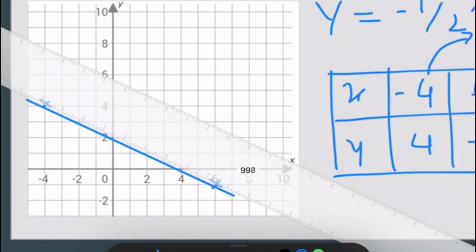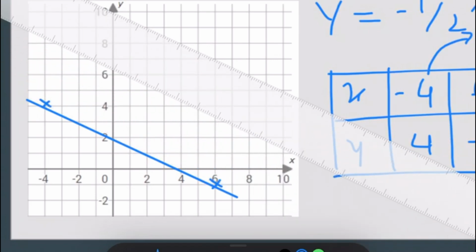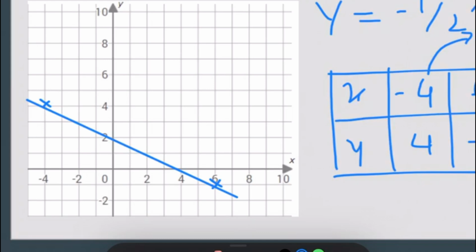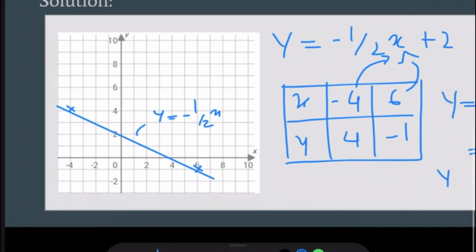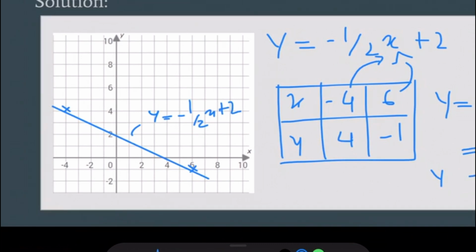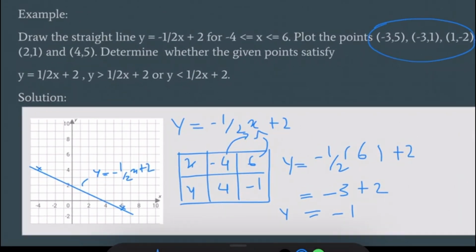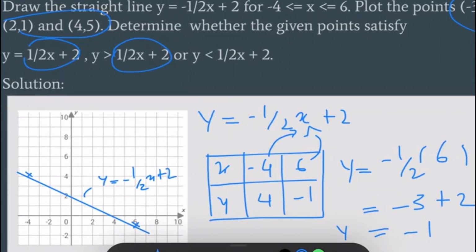All we have to do is draw the line. So it will be like this. The line is supposed to intercept the y-axis. You can see that we already drew it. So this line represents y equal to negative 1 per 2 x plus 2. So what we have to do is take all these points and check whether they satisfy this, or this.